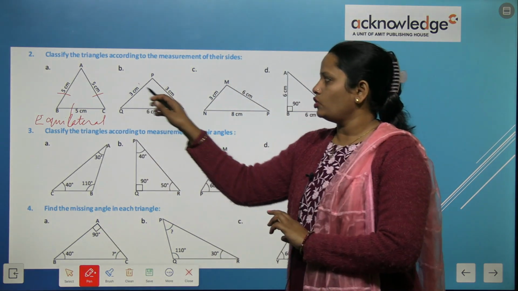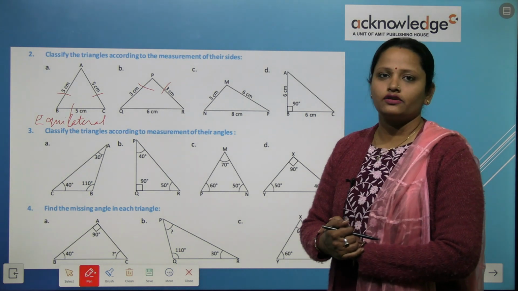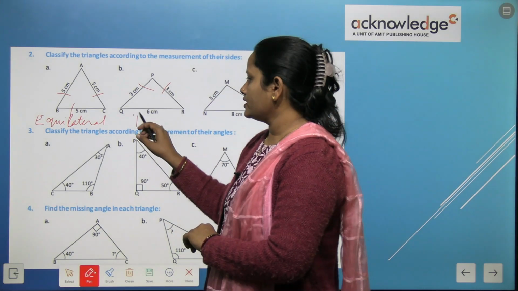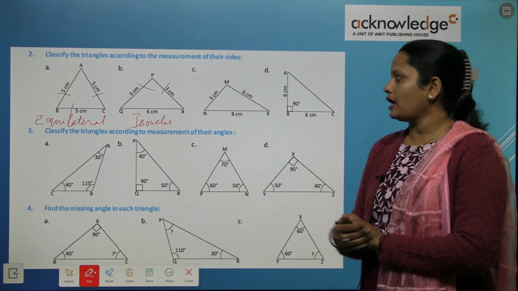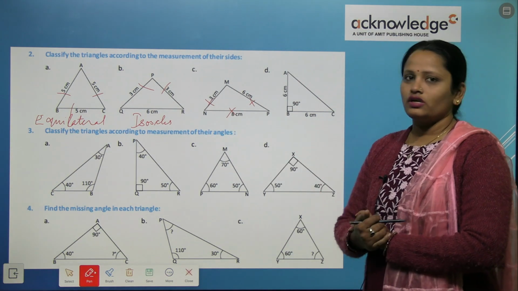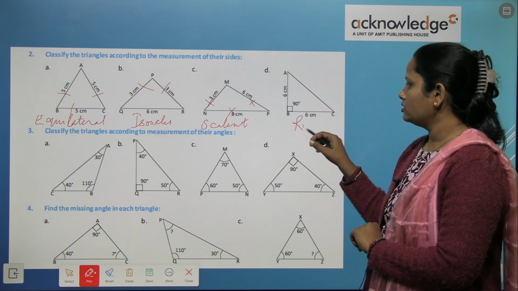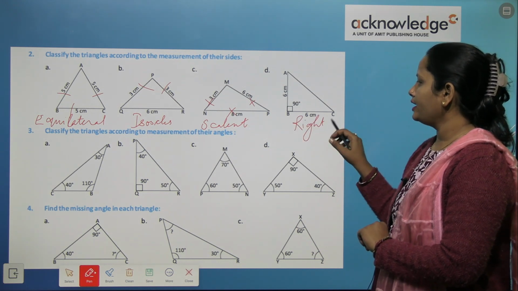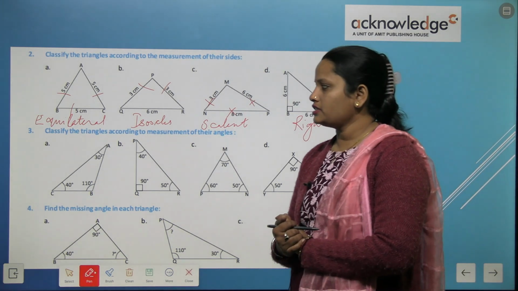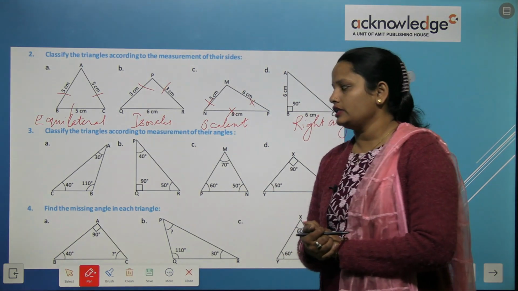अब आप देख सकते हो दो sides equal हैं, तो ये जो triangle जिसके दो sides equal हैं इसे हम कहते हैं isosceles triangle. नेक्स्ट यहाँ पे आप देख सकते हो कोई भी साइड इक्वल नहीं है, तो ऐसे ट्रायंगल को हम कहते हैं scalene, and this is called right angled.